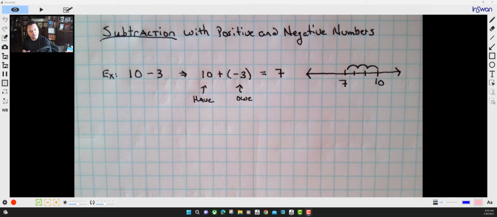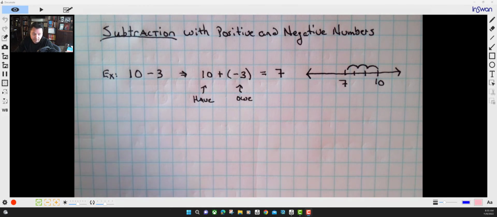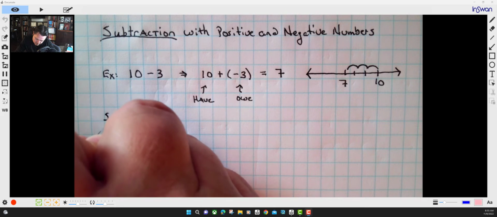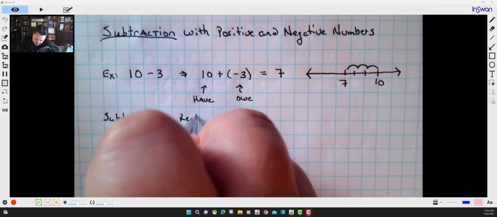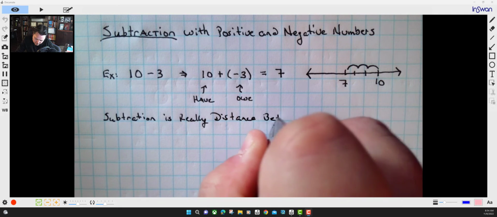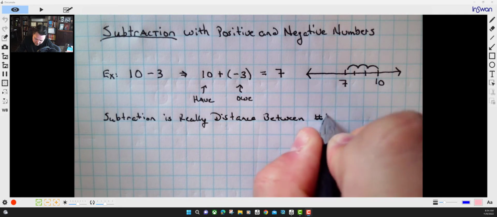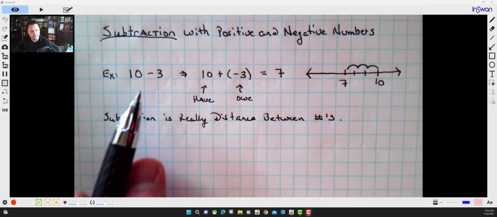Another way that I want you to think about subtraction, and this is actually really important, is in higher level mathematics like calculus, when we do what are called epsilon delta proofs, or really anything when we talk about absolute values and things beyond that. I'll write this down here for you. Subtraction is really distance between numbers. When we subtract 10 minus 3, we're asking how far away 10 and 3 are on a number line.